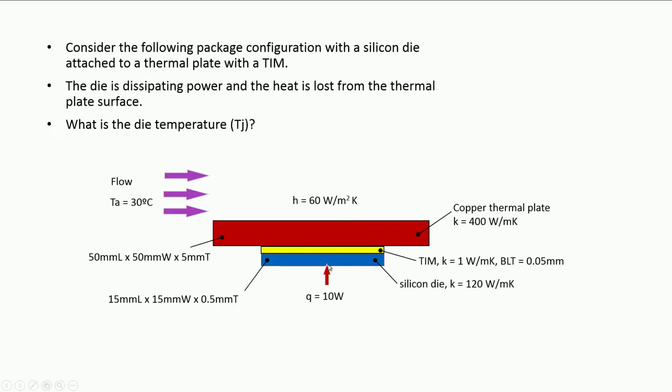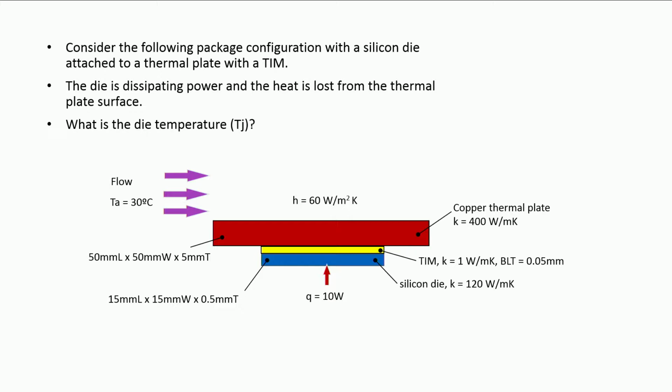Let us assume that the heat flow is only in one direction, from the die through the TIM, through this copper plate, then to the ambient. Can we determine, given all these conditions, what is going to be the junction temperature at this die? That is our task.